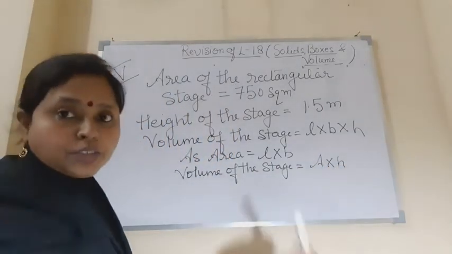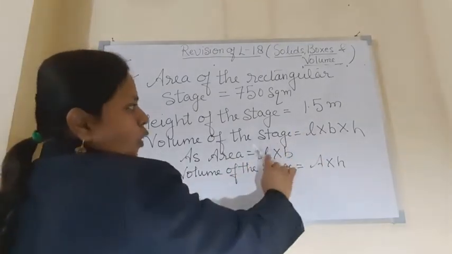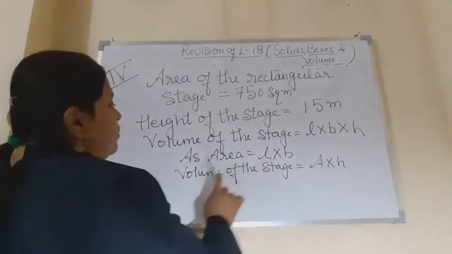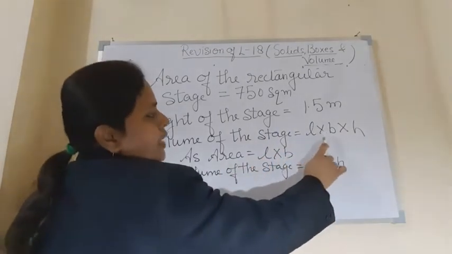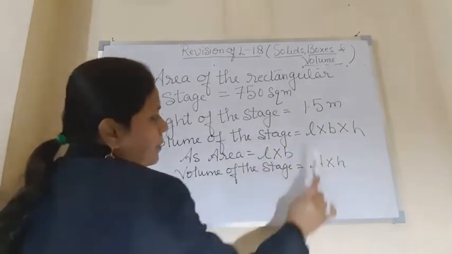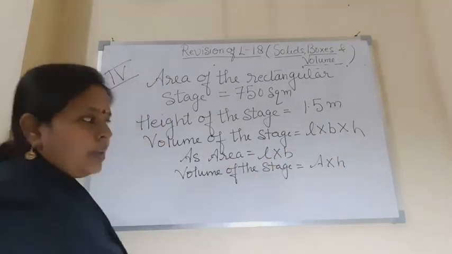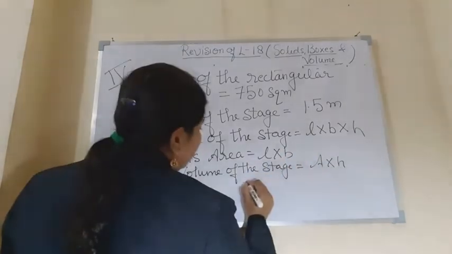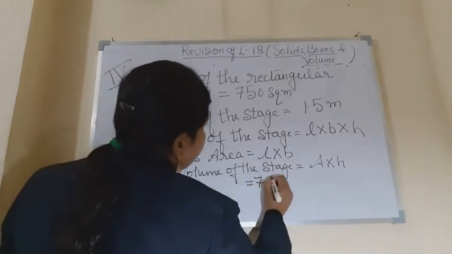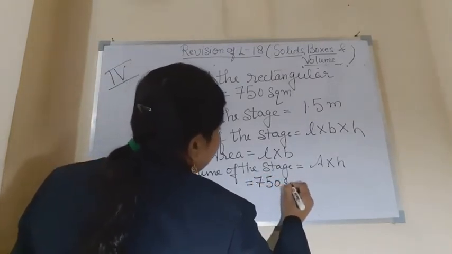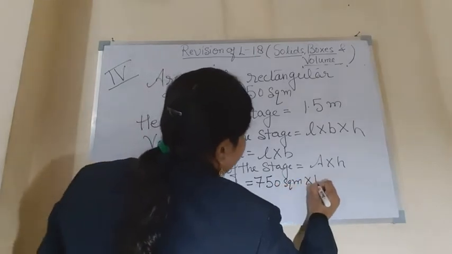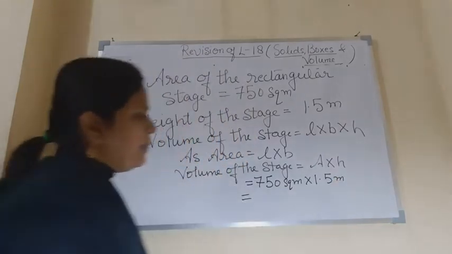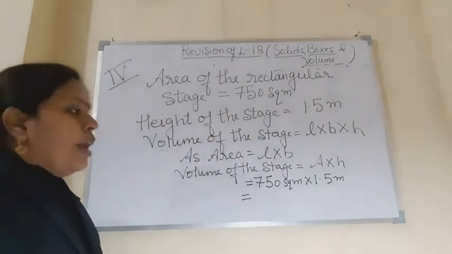I hope you have understood this point, because volume of the stage is equal to length multiplied by breadth multiplied by height, and we know that area of a rectangle is equal to length multiplied by breadth. So instead of length multiplied by breadth, we can write area multiplied by height, and then also we will be able to find out the volume of the stage. So area is given, it is 750 square meter, and let us multiply it by 1.5 meter, which is the height. So when we multiply 750 by 1.5, what do we get?